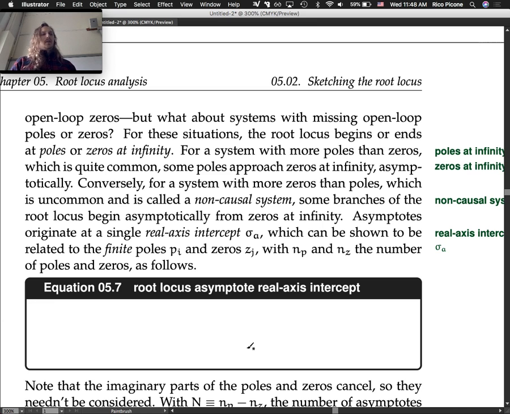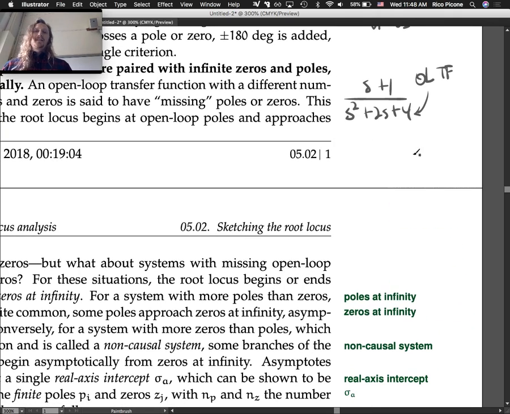So I want to sketch this really quick. This is a double pole pair at a real value of s equals minus 2, right? That's what the poles are. The zero is at minus 1. It's right there.